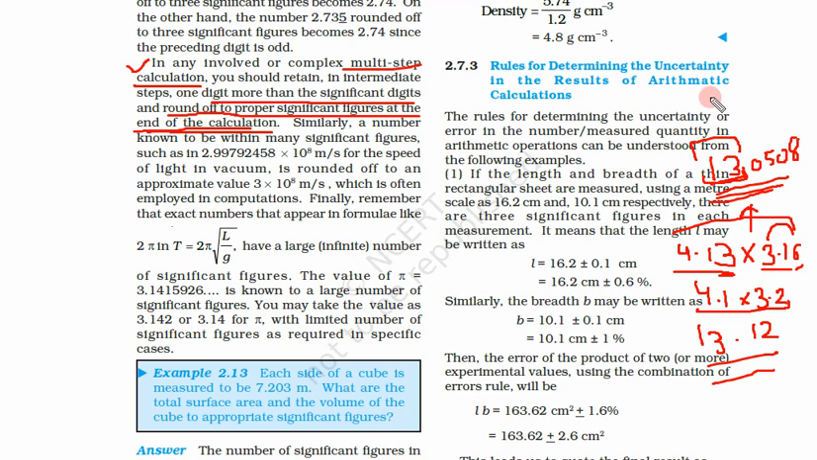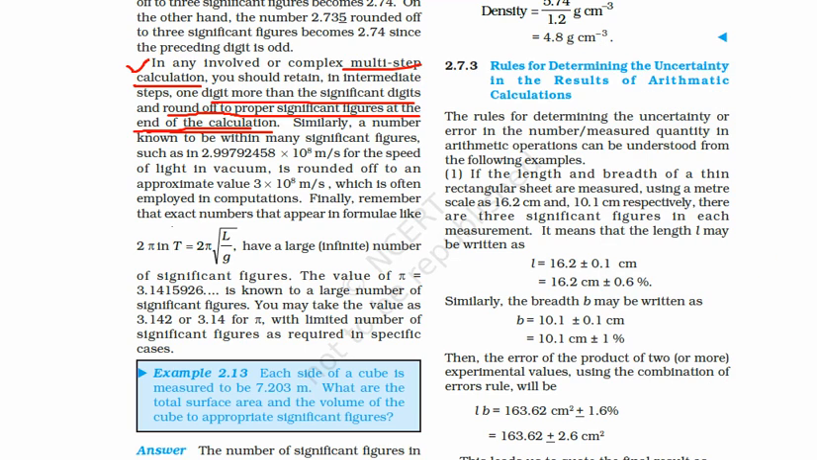But there may be a case where this number might be greater than 13.5. Then we must round it off to 14. So that's why we only round off at the end of the calculation, but not in between the calculation.